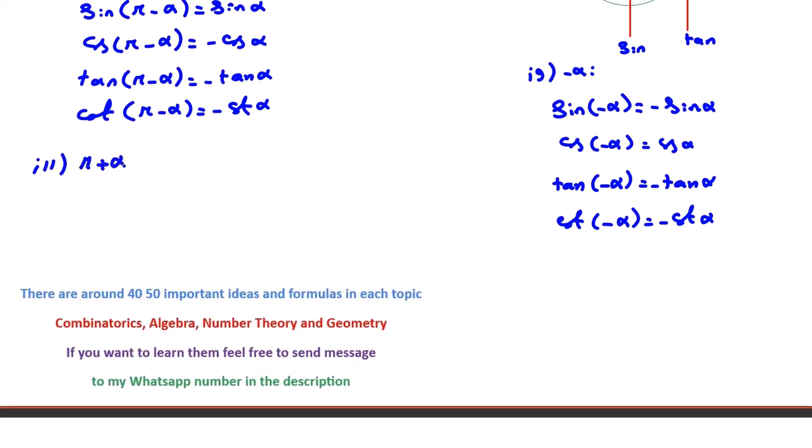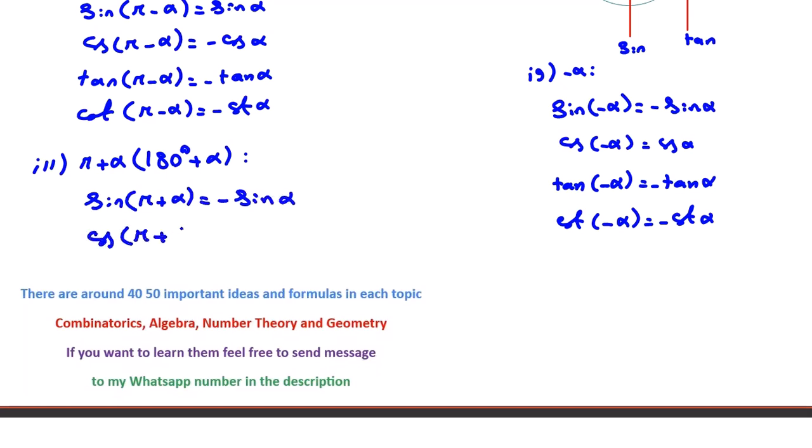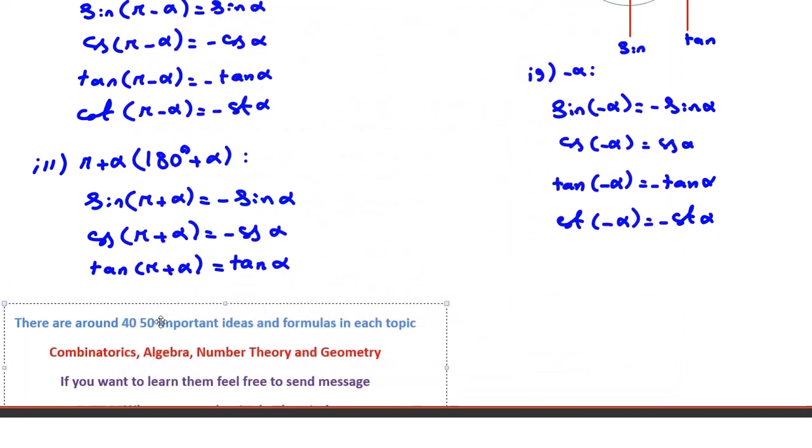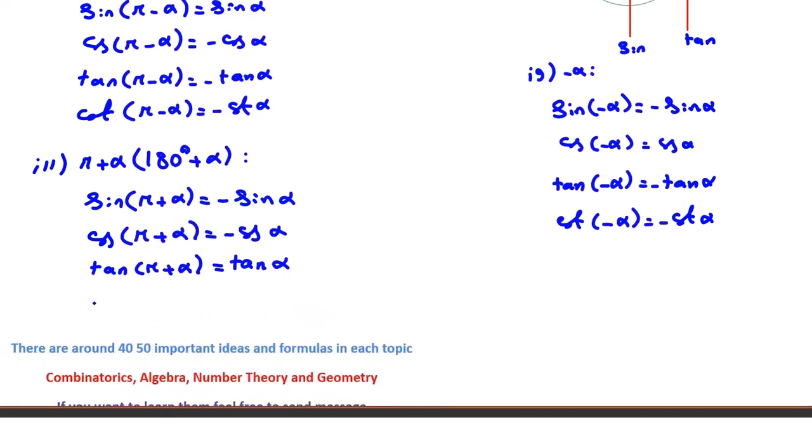For pi plus alpha, or 180 degrees plus alpha: sine of pi plus alpha is negative sine alpha. Cosine of pi plus alpha is negative cosine alpha. Tan of pi plus alpha is tan alpha. We can say cotangent of pi plus alpha is cotangent alpha.